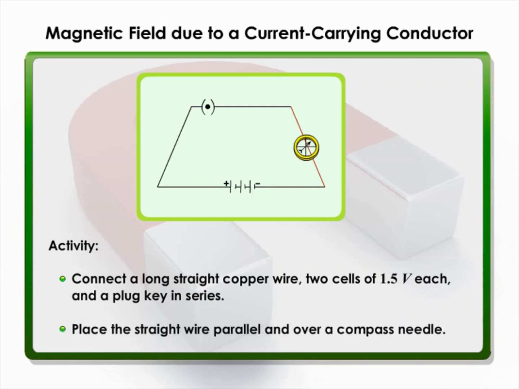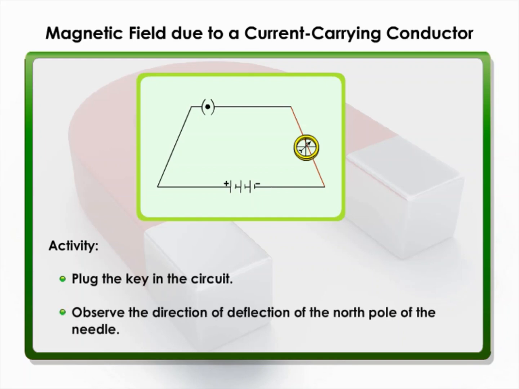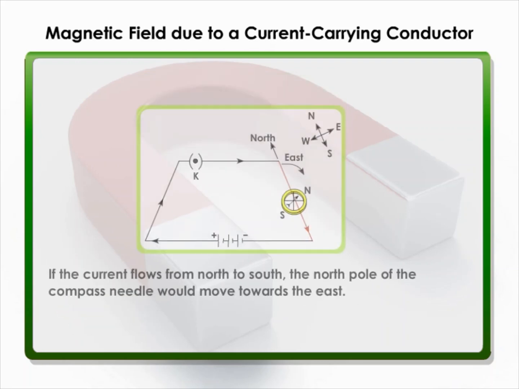Place the straight wire parallel and over a compass needle. Plug the key in the circuit and observe the direction of deflection of the north pole of the needle. If the current flows from north to south, the north pole of the compass needle would move towards the east.